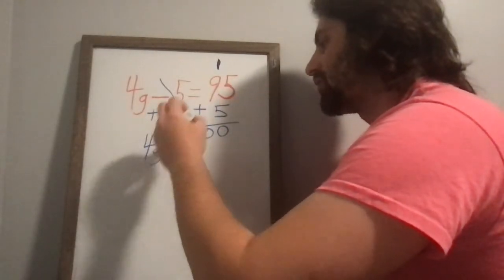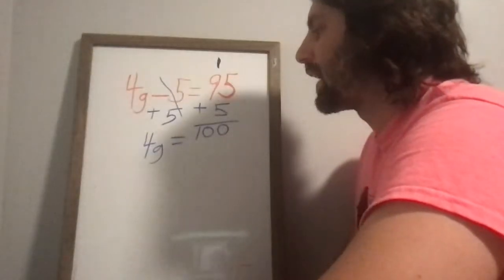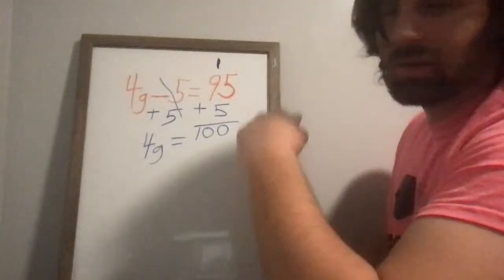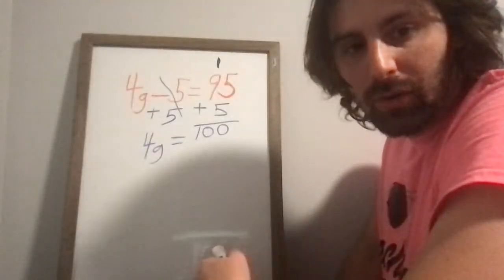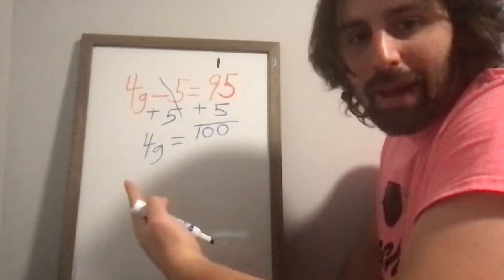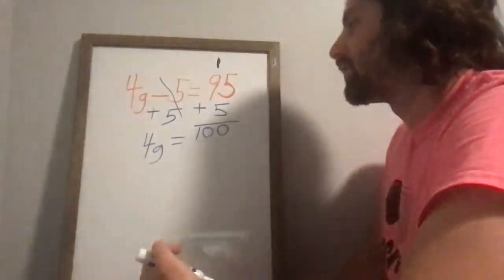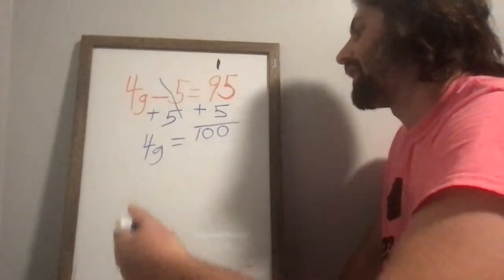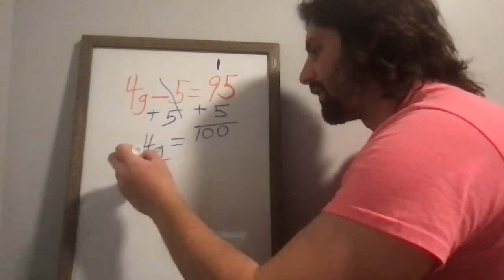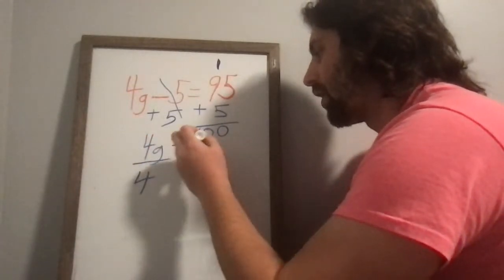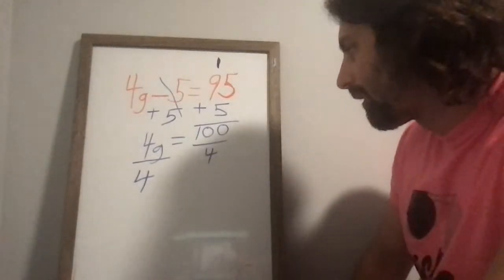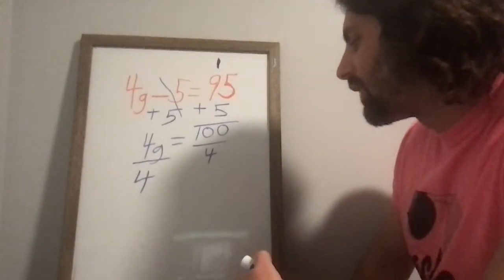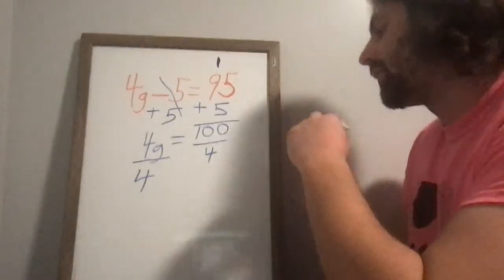Now to figure out what g equals, we have to divide by 4. So step 1, we get the 4g by itself. Step 2, we divide by 4 to find the value of g. So we just finished with step 1. Now here is step 2. 4g divided by 4, 100 divided by 4. Now, if you don't know 100 divided by 4 in your head, that is all right. We can do that out.